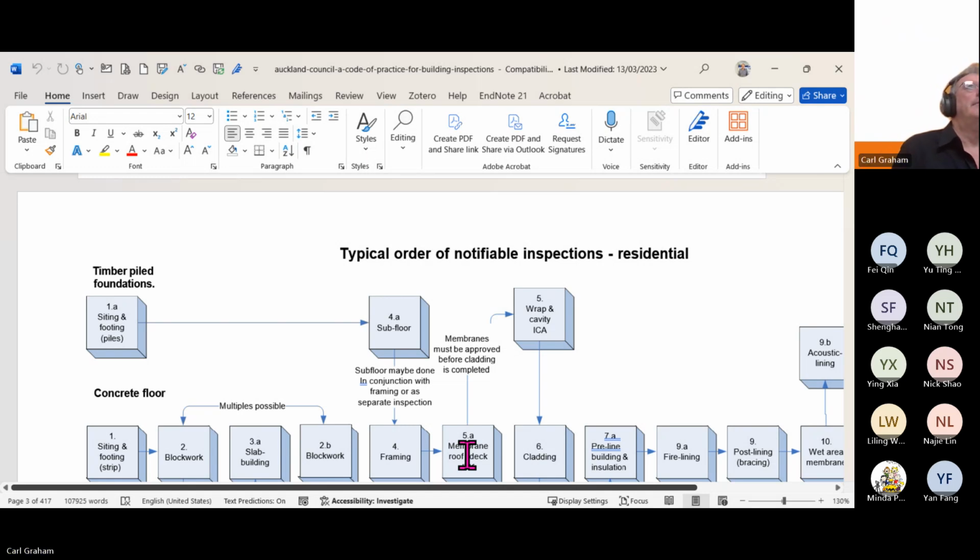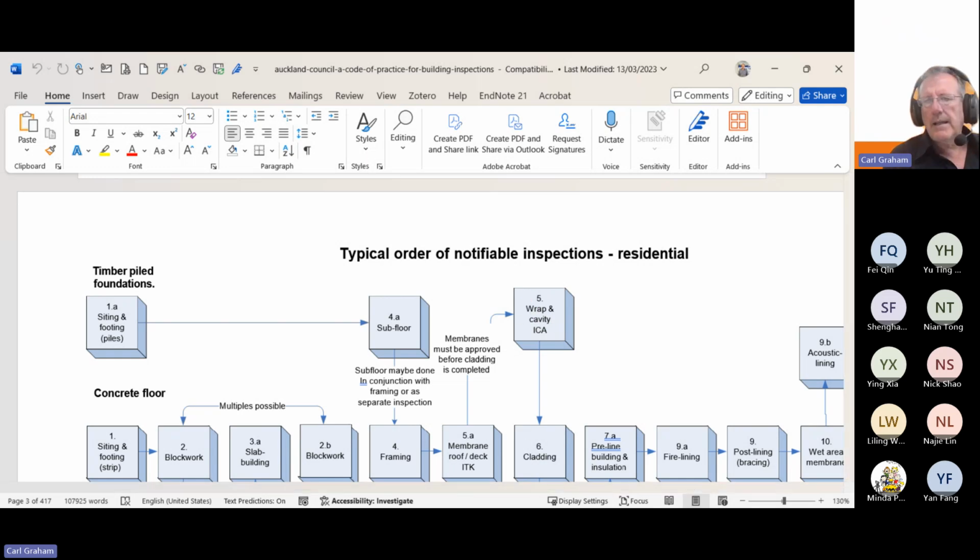Then you can see the arrow goes up to the wraps and cavity. If you are lucky, give me a second, I might be able to show you an example of what that might look like. Yeah, and the cavity batten and everything like that, exactly. Just give me a sec.